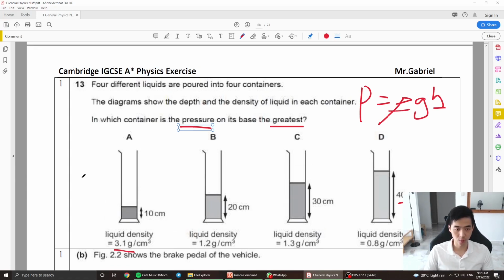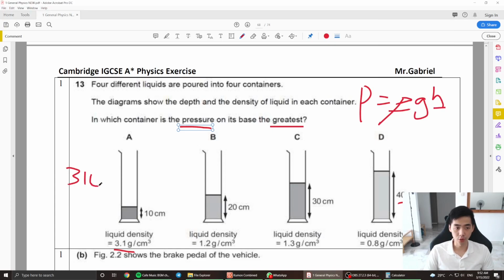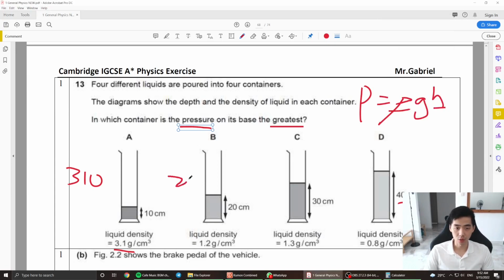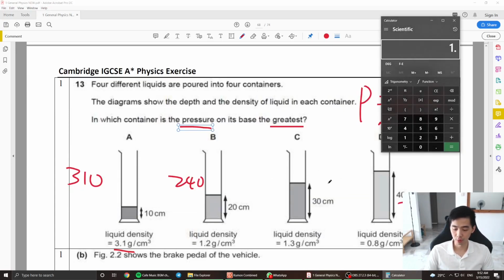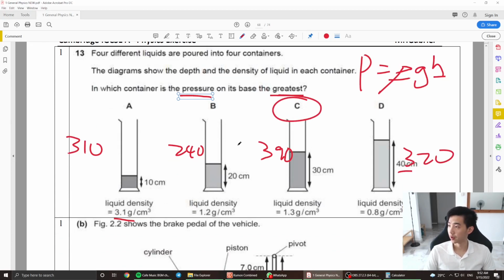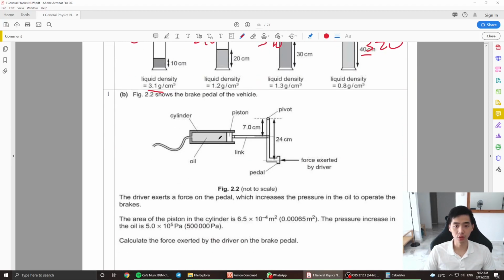Rho g h for this one will be 3.1 times 10 times 10 here, which will be 310. This will be 1.2 times 10 times 20. This will be 240. This will be 1.3 times 10 times 30, 390, and finally 0.8 times 10 times 40 here. This will be 320. So the answer is going to be C for this one here, guys. Alright, then after that, moving on to the next question.